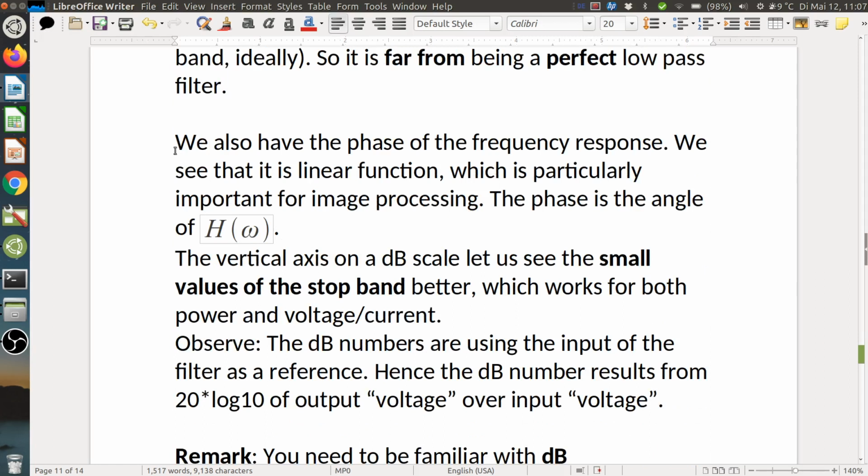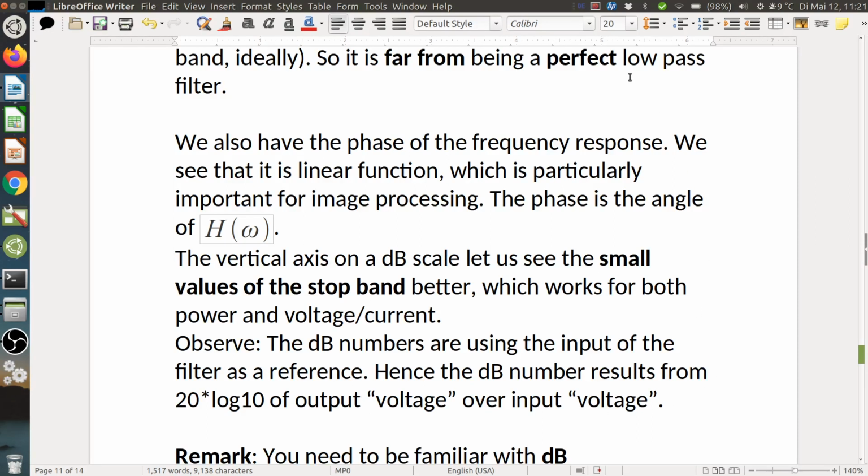Yeah, we also have the phase of the frequency response. We see that it is a linear function, which I just mentioned, which is particularly important for image processing. The phase is the angle of H of omega. The vertical axis on a dB scale lets us see the small values of the stop band better, which works for both power and voltage or current. Observe the dB numbers are using the input of the filter as a reference. Hence the dB number results from 20 times log 10 of output voltage over input voltage.